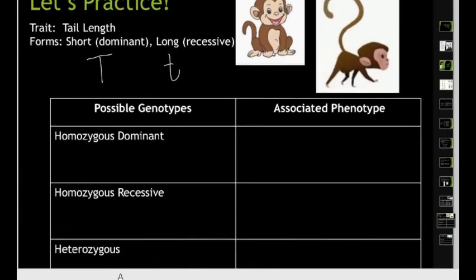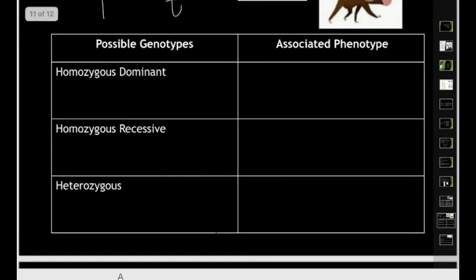So just like I did before, I'm going to go through and do my genotypes first. Homozygous, meaning the same. Dominant is going to be the uppercase. So I'm going to have two uppercase T's for the homozygous dominant. For homozygous recessive, this is going to be homozygous, meaning the same. Recessive is our lowercase ones. I have two lowercase T's. And then finally for heterozygous. Hetero means different. So I will have big T, little t.